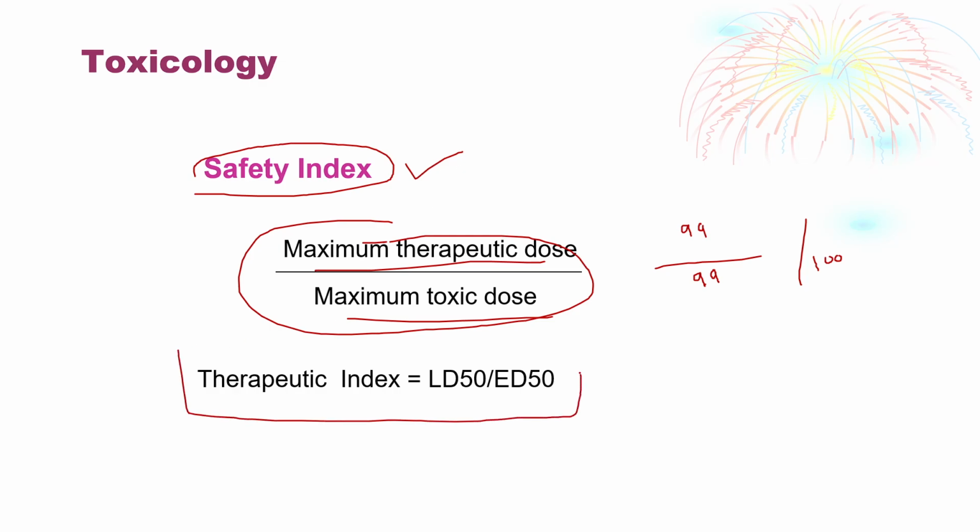Previously, in the previous lecture, we discussed the therapeutic index. What is the therapeutic index? When we discussed the dose lethal to 50% of the population and the dose effective in 50% of the population, we called that the therapeutic index. Very highly important.